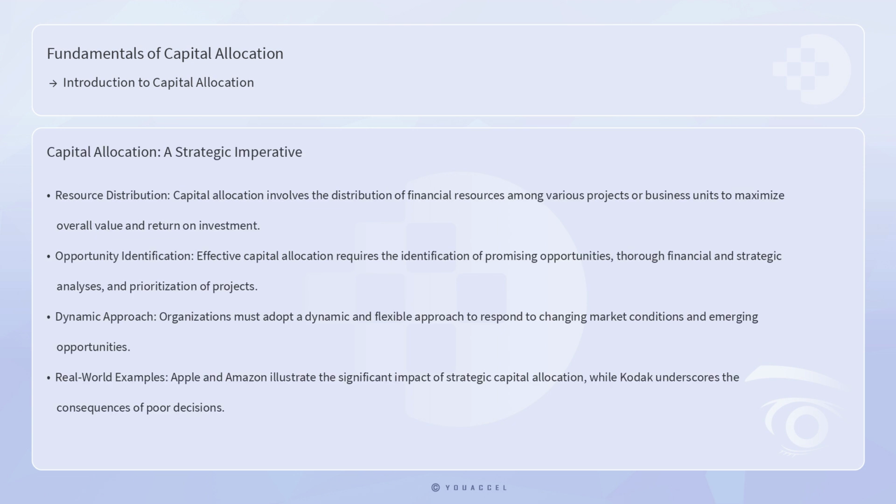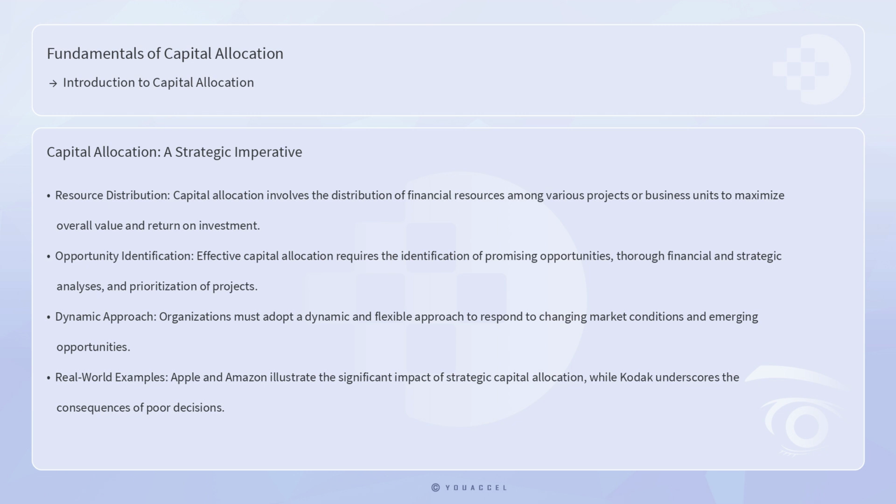In conclusion, capital allocation is a critical aspect of business strategy and financial management. It involves the distribution of financial resources among various projects or business units to maximize overall value and return on investment. Effective capital allocation requires the identification of promising opportunities, thorough financial and strategic analyses, prioritization of projects, and continuous performance monitoring. Organizations must also adopt a dynamic and flexible approach to respond to changing market conditions and emerging opportunities.